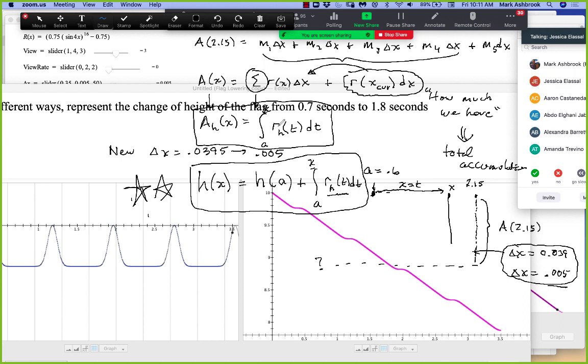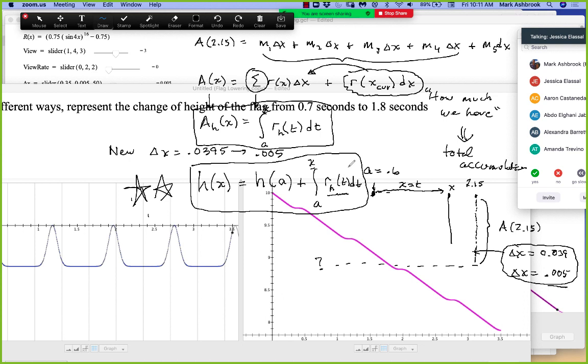Oh, yeah, because when we would solve the integral, we'd be like R of h of x minus R of h of a, like we would. Right. Yeah, the x would come back into it.